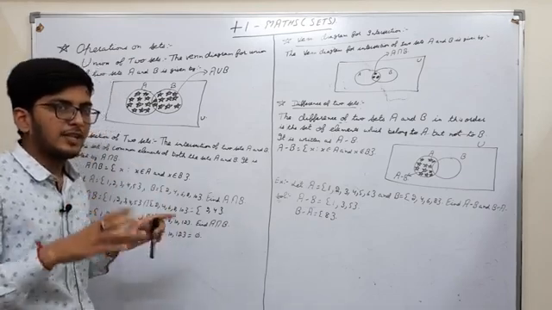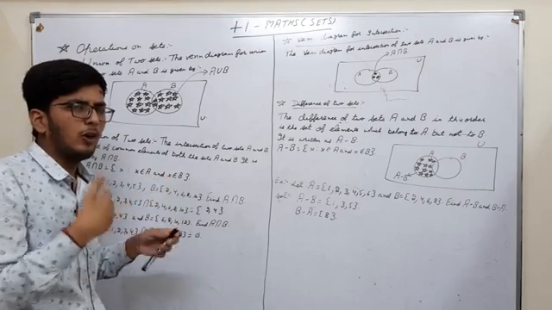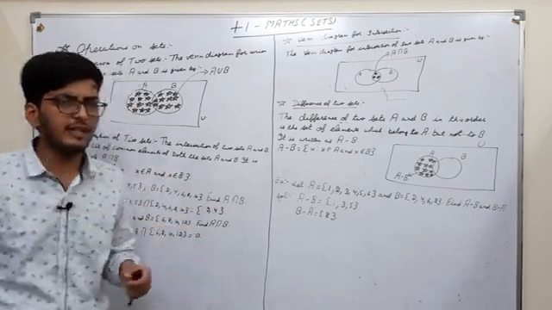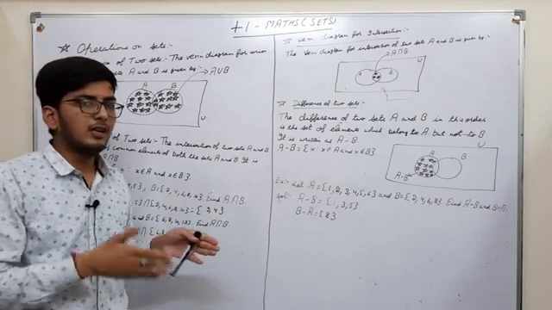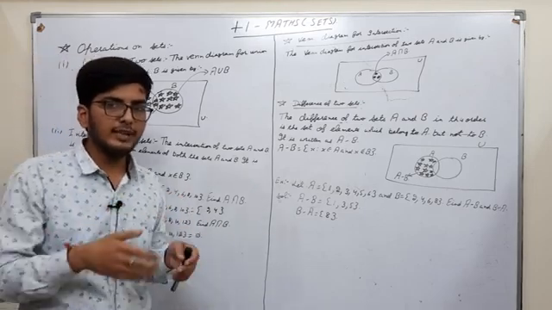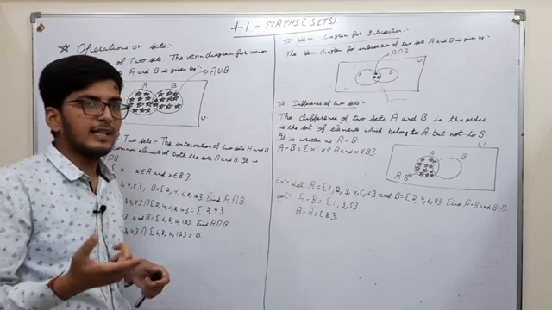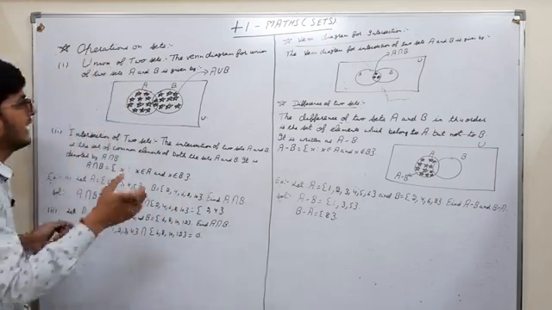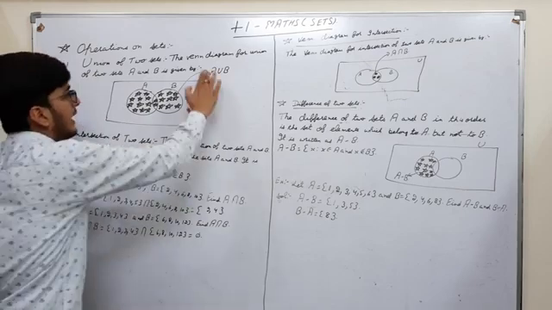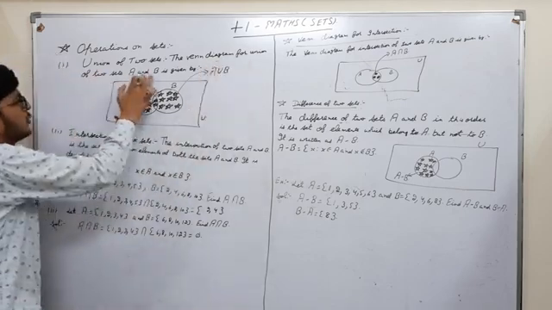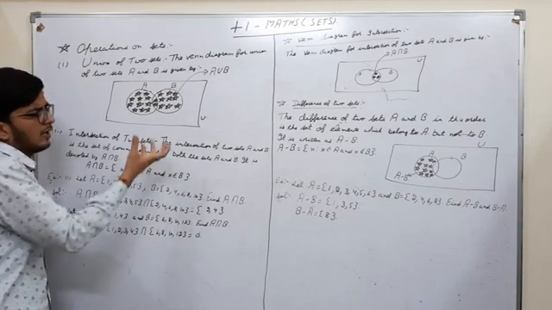A set which is combined A and B, or in definition language, the elements of A as well as elements of B. Both the elements of A and B contained in one set, that is the union of two sets A and B. Now the Venn diagram for the union set. The Venn diagram for union of two sets A and B is given by, how will it be given?